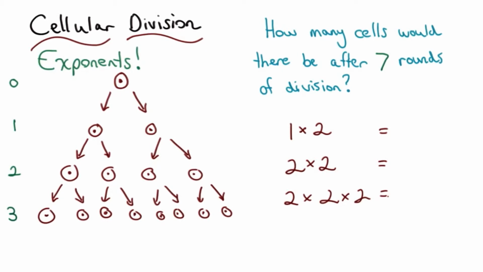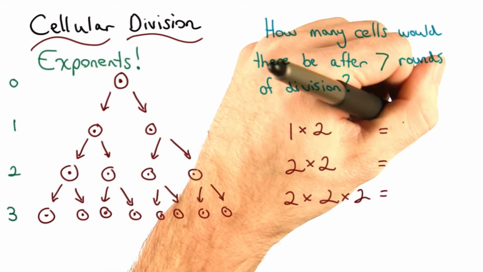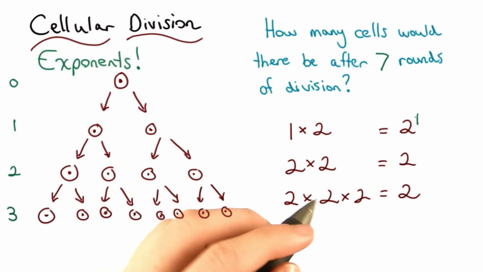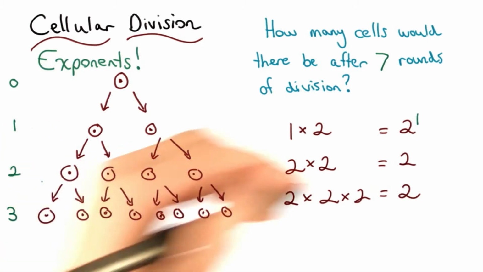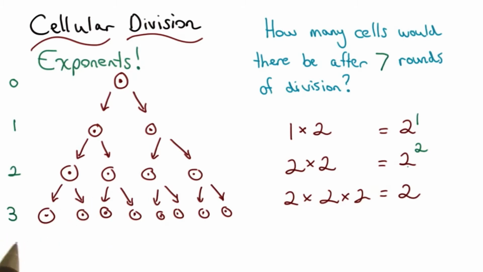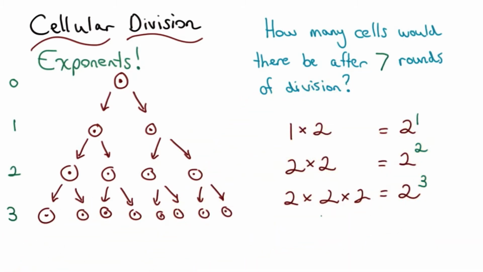We're going to actually do this using exponents. Notice that all my multiplication has a 2. 2 is going to be my base. After the first doubling, I have 2 to the 1, or 2 cells. After the second doubling, I have 2 to the 2, or 4 cells. And after 3 rounds of doubling, I have 2 to the 3rd, or 8 cells.